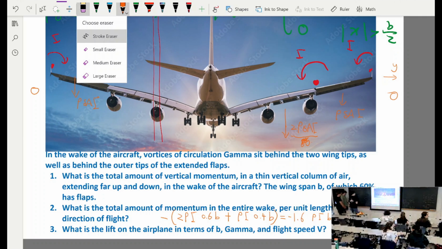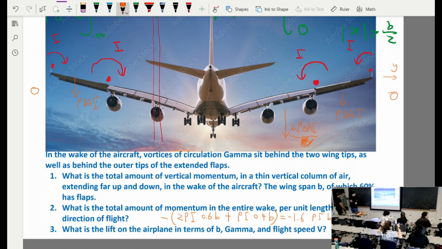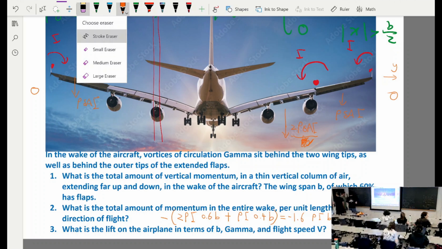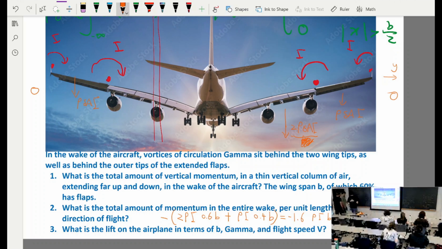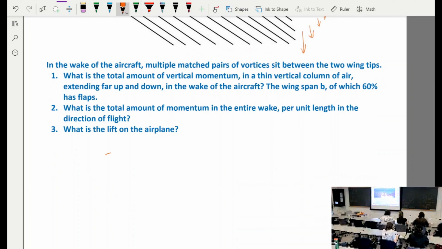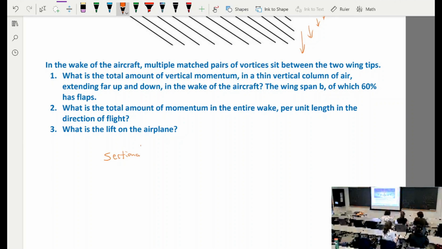I think the problem is that you drew the location of the vortices in a different position. These should be exactly on the wingtip, and these should be exactly on the end of the flaps. Yes, that would be correct. Oh, you put it as b over 4. I think maybe I didn't say it correctly. The width of the flaps is 60% of the wingtips, so that will be a little bit more than b over 4.